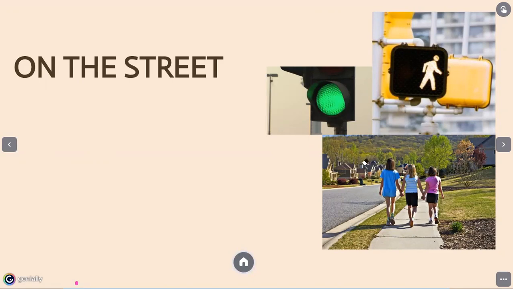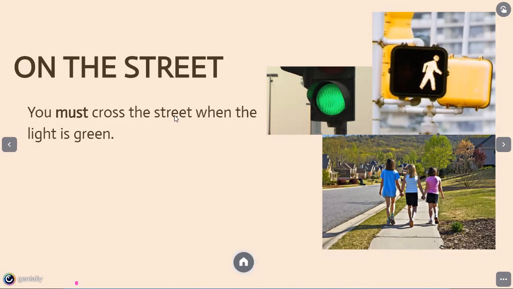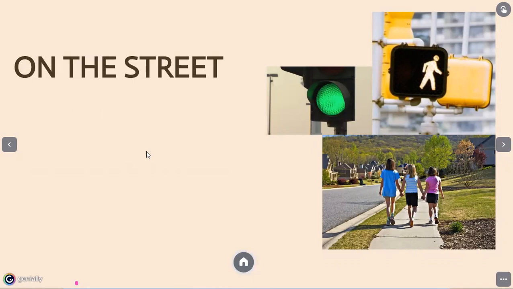Look at this picture. What is this place? You must walk on the street. On the street or on the pavement? On the pavement. On the pavement, no? Remember, this is a safety rule. Very good, thank you. One is, no, you can cross the street, and the other is, you must walk on the pavement, not on the street, on the pavement.